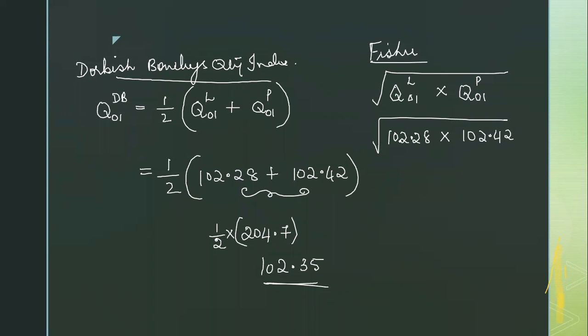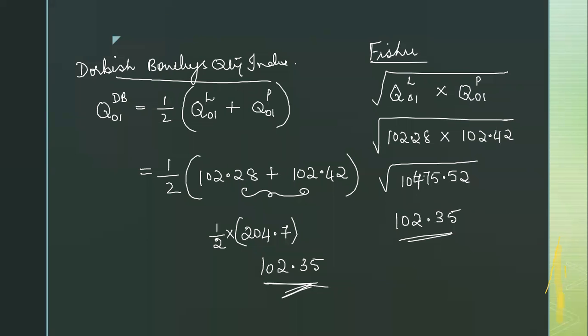First multiply 102.28 into 102.42. What is the value you get after you multiply? You get 10,475.52. After you get this value, take the square root of this. What is the answer you get? You should get the same answer as Darvish and Bowley's, 102.3. You will get the same answer for Darvish and Bowley and Fisher index number. So did you all understand how to work it out? Is it easy or is it difficult to understand?